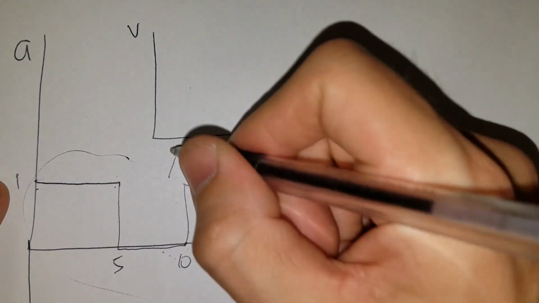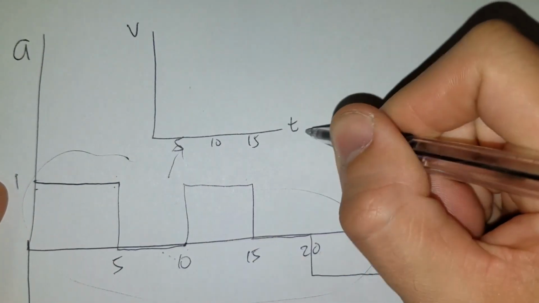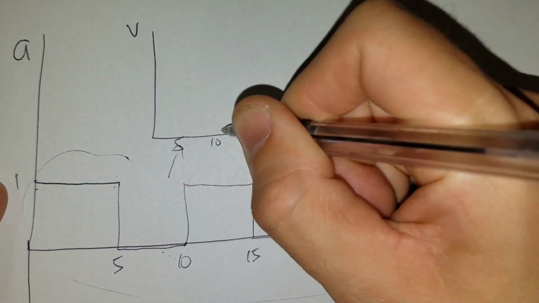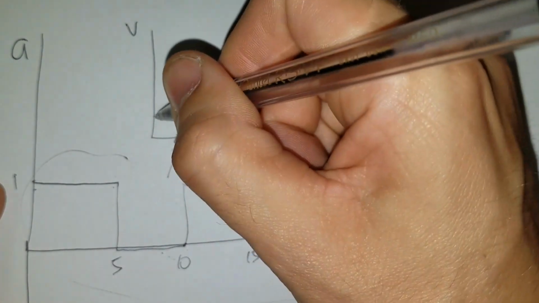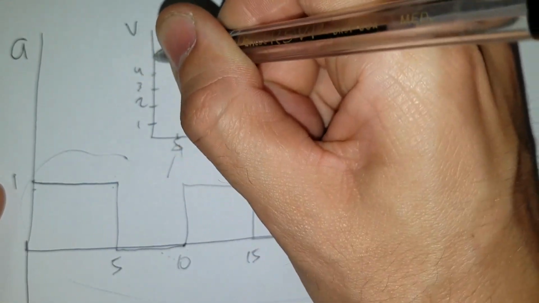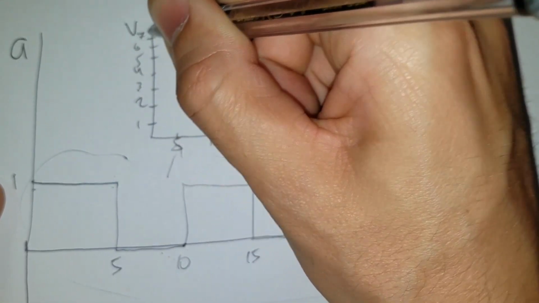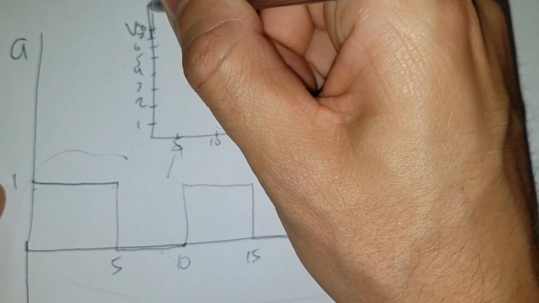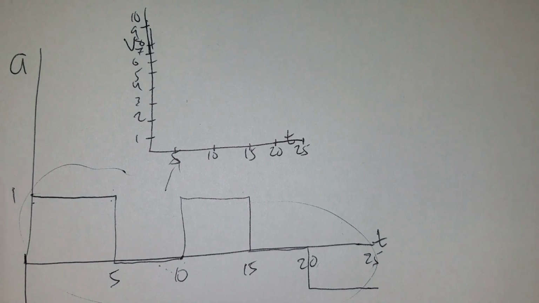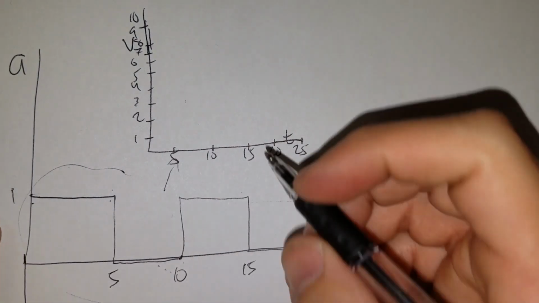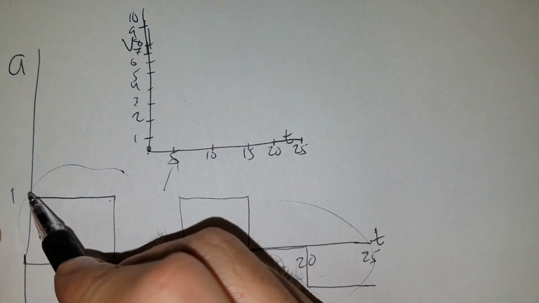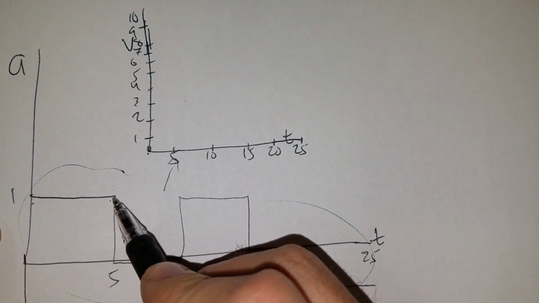So let's number this. Let's go 5, 10, 15, 20, go a little longer, 25. This is kind of sloppy, but that's okay. It's a quick little video. And then we'll have our velocity go up to 1, 2, 3, 4, 5, 6, 7, 8, 9, and 10. Okay. So what happens? Well, let's assume we start off at zero initial velocity. So we start off at the origin, and we have a +1 acceleration for 5 seconds.